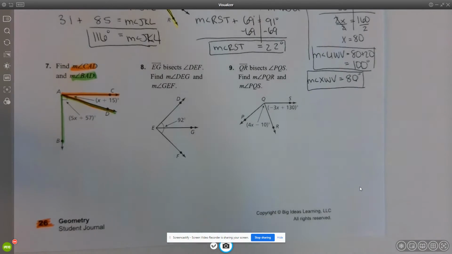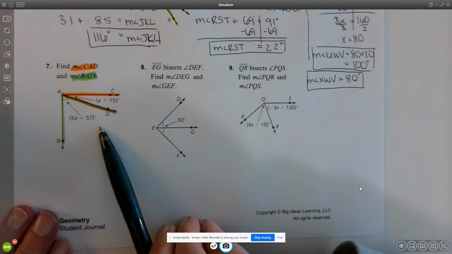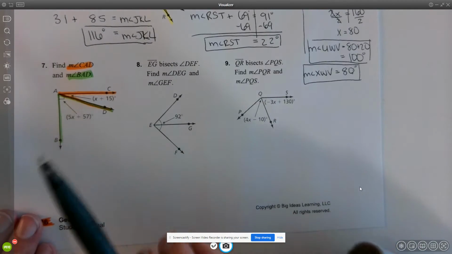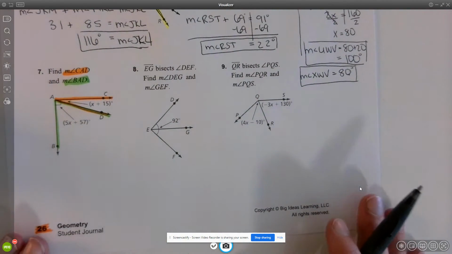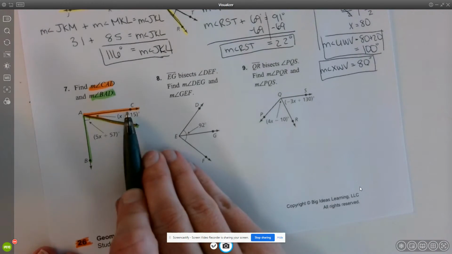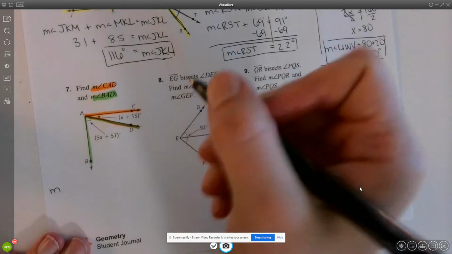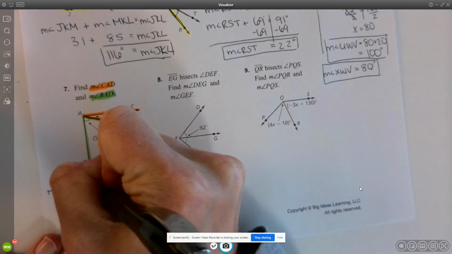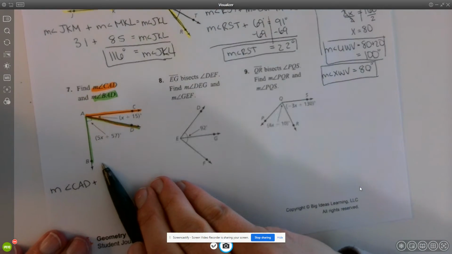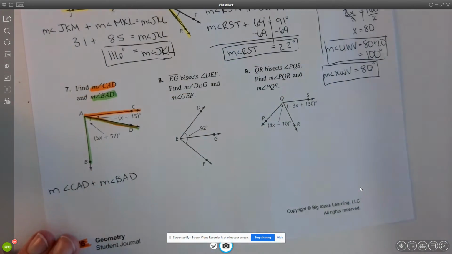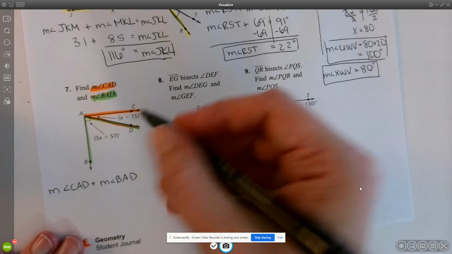One thing I notice is that there are variables in this problem, so I know I'm going to have to set up and solve an equation. I know that I can use the angle addition postulate because I have two smaller angles that make up a larger angle. So remember, my angle addition postulate tells me that the part plus the part equals the whole. So the measure of angle CAD, the orange angle, must add with the measure of angle BAD, the green angle, to equal the measure of the larger angle, angle BAC.